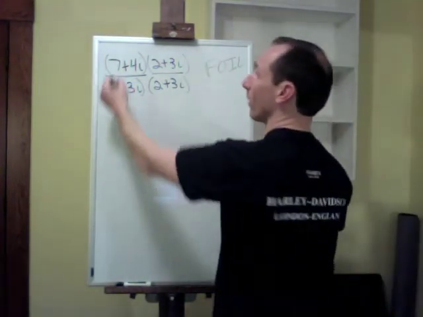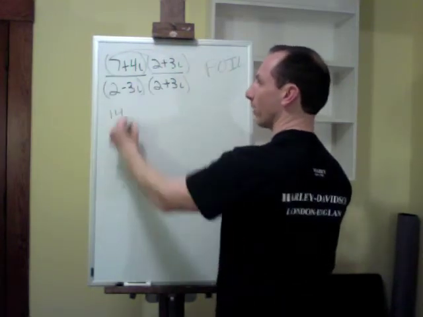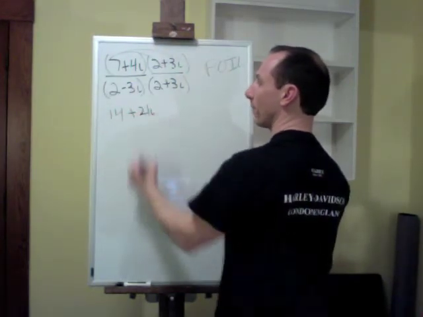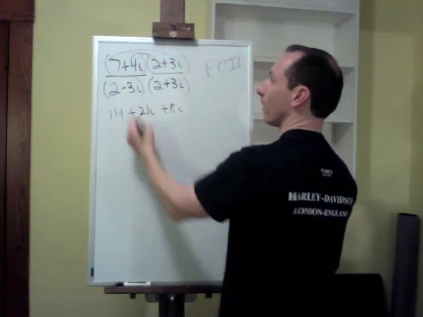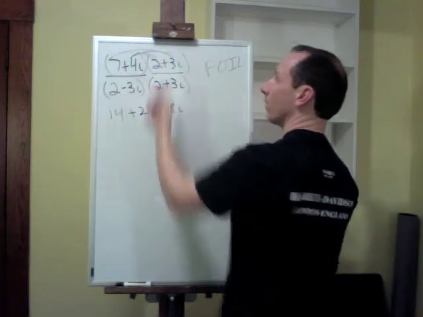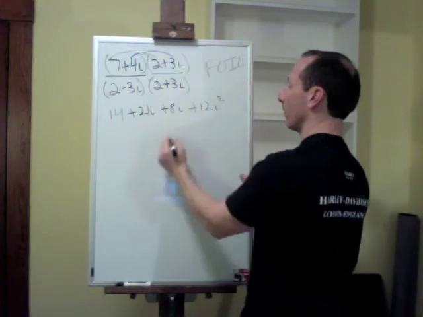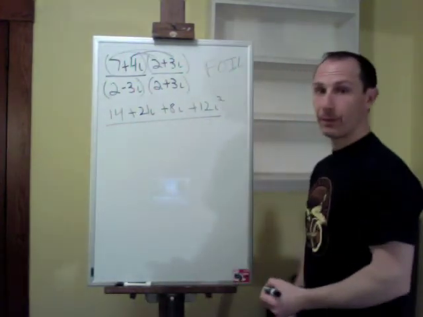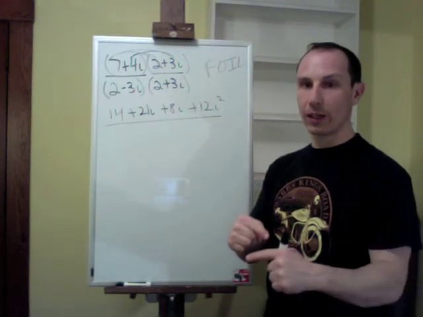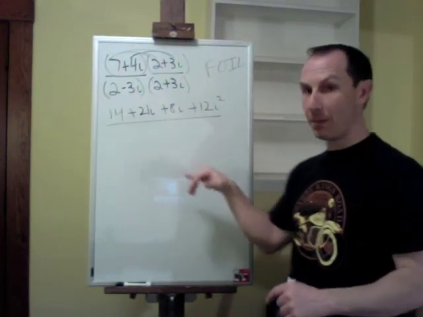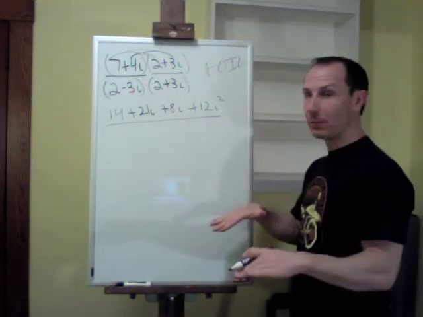So we go through the FOIL, and we have 7 times 2 is 14, and 7 times positive 3i is positive 21i. 4i times 2 is positive 8i, and 4i times 3i is positive 12i squared. All over the bottom part. Now remember, in the bottom part, there should be some interesting cancellation going on. Not necessarily going to happen on the top, but it should happen on the bottom. When we're done combining the terms on the bottom, we should not have any more i's.